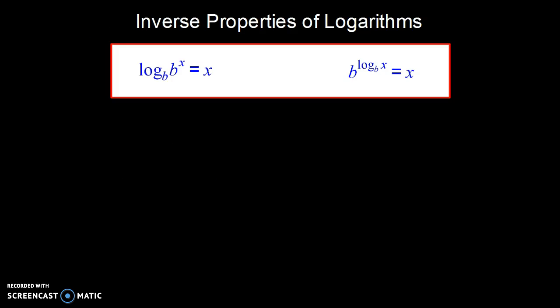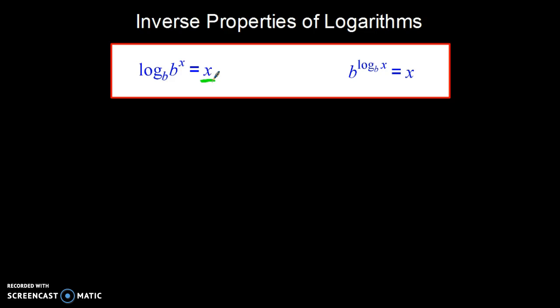The last property I want to look at is the inverse property of logarithms. Remember from class that logs and exponential equations are inverse functions of each other. That means their inputs and outputs are switched, but it also means, if you think back to our inverse lesson, that they cancel each other out. They undo each other. So log base b of b to the x, the log and the exponential undo each other, and we're just left with x.